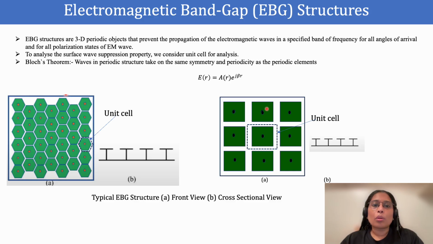Similarly, if we want to analyze the surface waves in the entire structure, we have to only consider the unit cell and analyze it, because the surface wave property on the entire structure will be the same as what we are going to observe on a single unit cell.